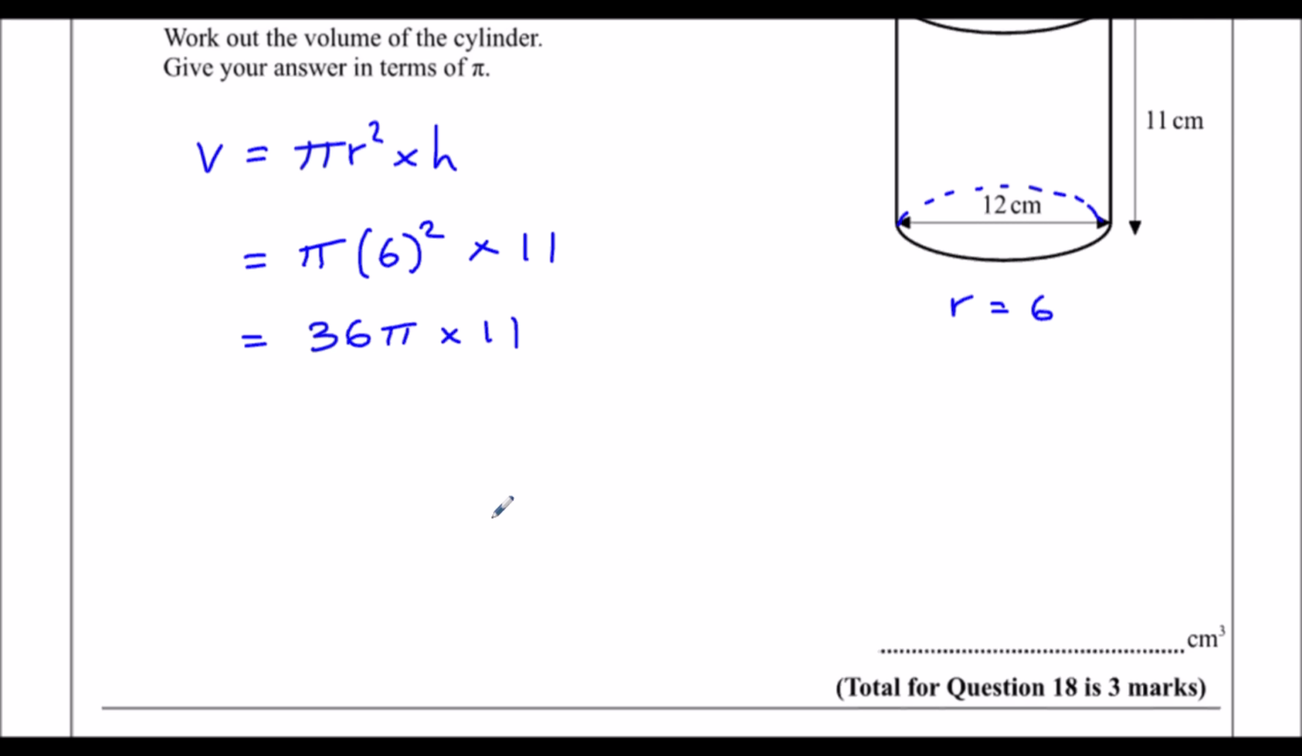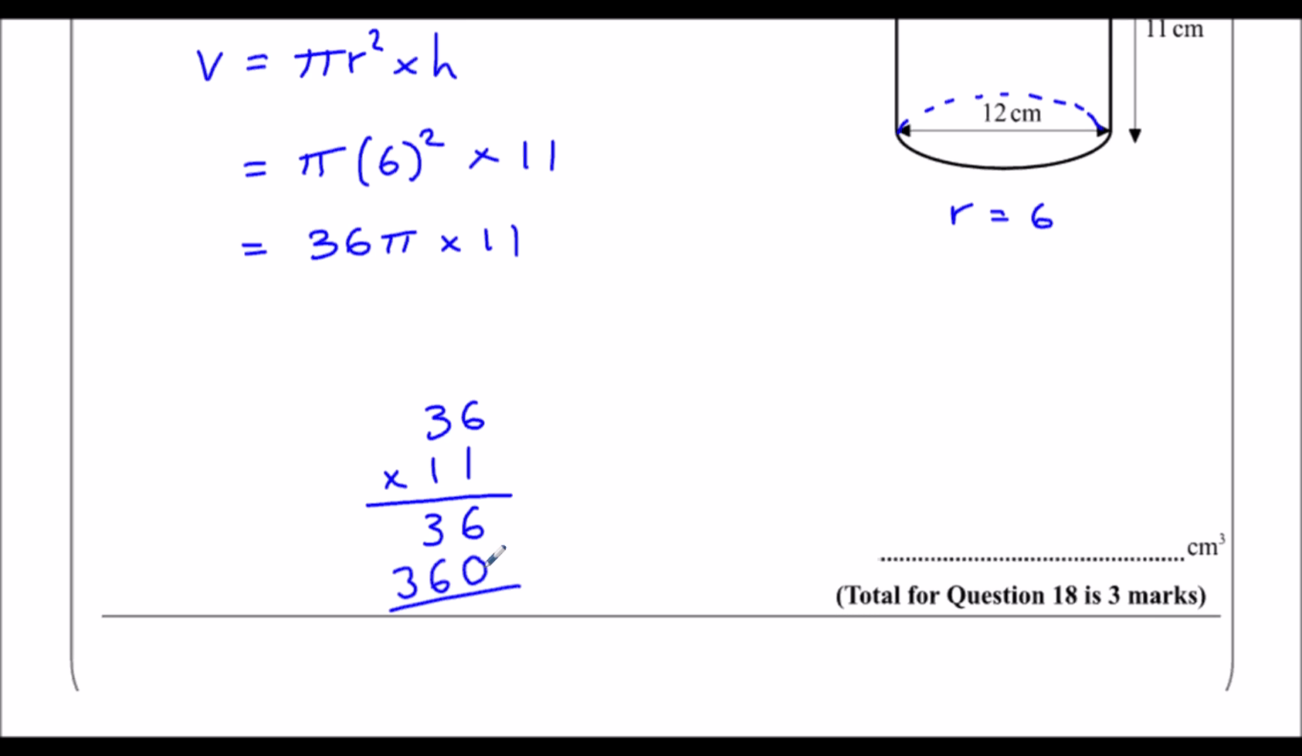So we need 36 11s. 1 6 is 6. 1 3 is 3. Then as we're multiplying by a 10, we add a 0. 1 6 is 6. 1 3 is 3. So that's 6 in the ones, 9 in the tens, 3 in the hundreds. So that's 396 pi. Centimeters cubed, which is given for us.